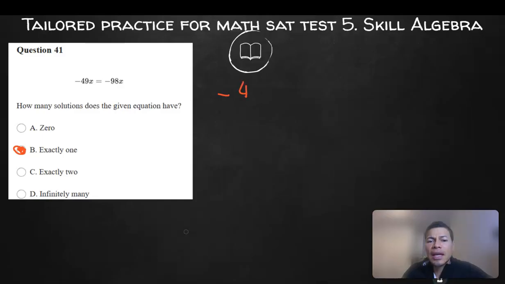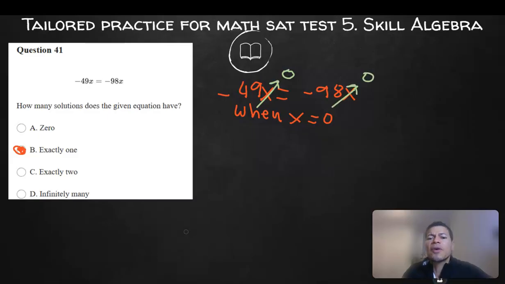Negative 49x is equal to negative 98x when x equals 0. Because when you plug in 0 here, these equations both equal 0. If you plug in 0 on the left, everything is going to be 0, and on the right side, everything is going to be 0. So that's the only solution that we have for that equation.